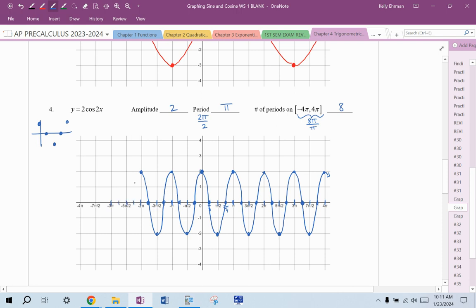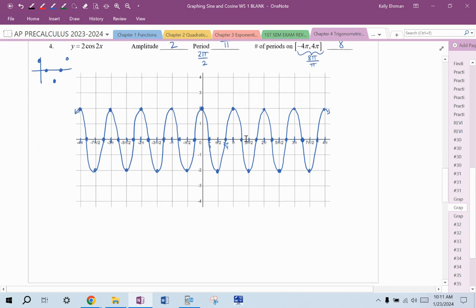Your curves don't have to be perfect, but try to put a little bit of neatness to them. Yes, you have the points plotted, but you don't want to just do something like that. So make sure that you're trying your best to make these smooth curves and hit these points. And we've got that. Okay, 8 periods of that graph on this interval.